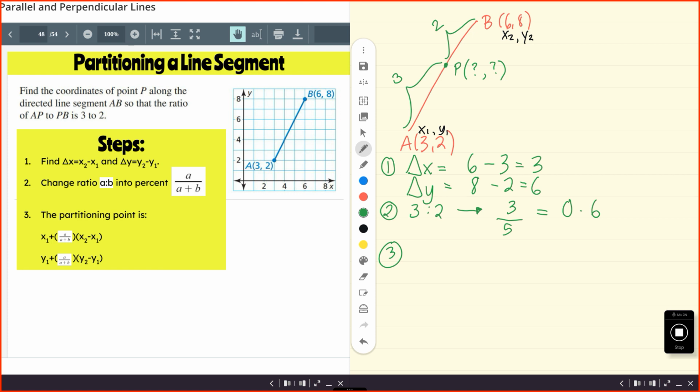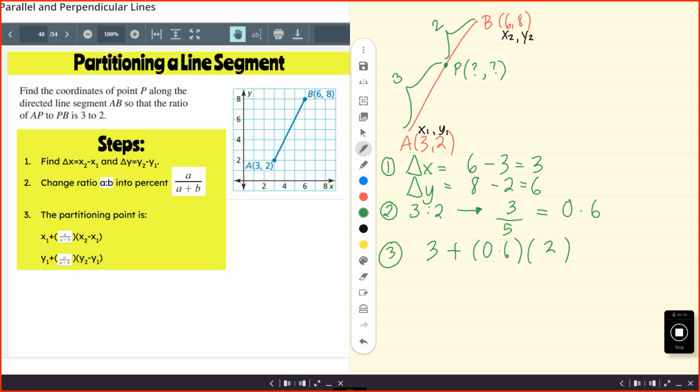Okay, so now let's go to step 3. Once you have steps 1 and 2, you can now find the answer in step 3. So let's follow this formula over here. It says x1. So what's my x1? 3 plus the ratio that we got over here, which is 0.6. So that's the part highlighted in white, a over a plus b, which is the 0.6. You times that by the delta x, or the x2 minus x1. So what was our x2 minus x1?